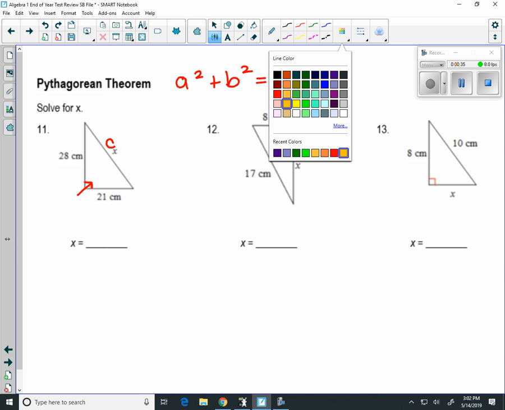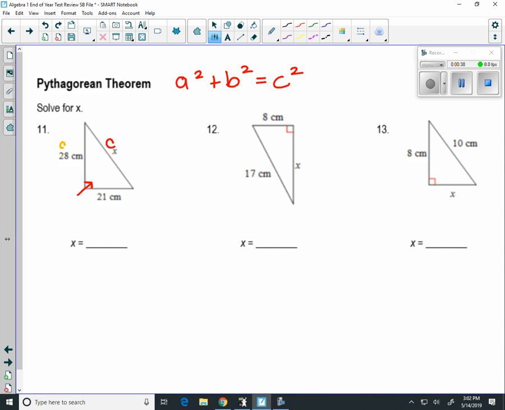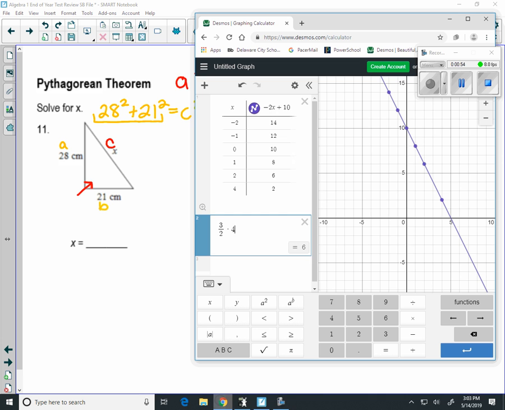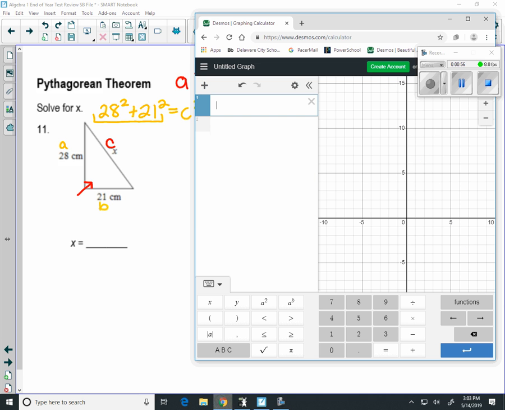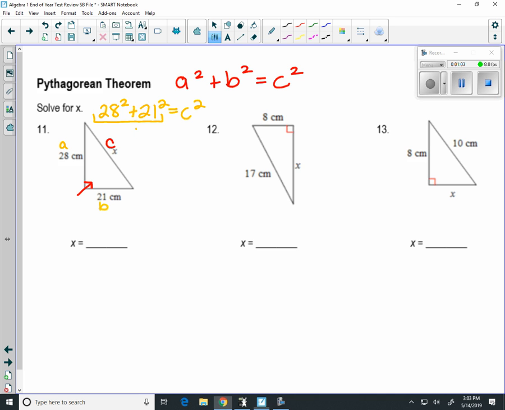All right, so for number 11, I'm going to make a 28 and b 21. Go ahead and put this into the calculator. 28 squared plus 21 squared. And that gives me 1,225. Now remember, that's c squared.